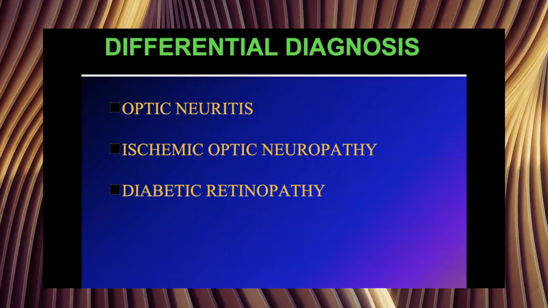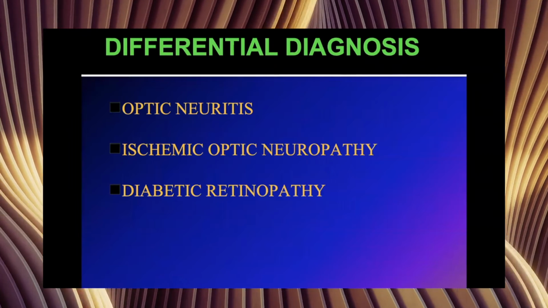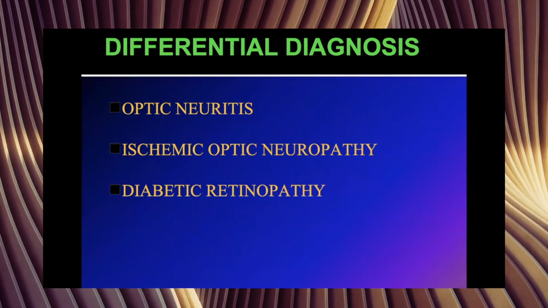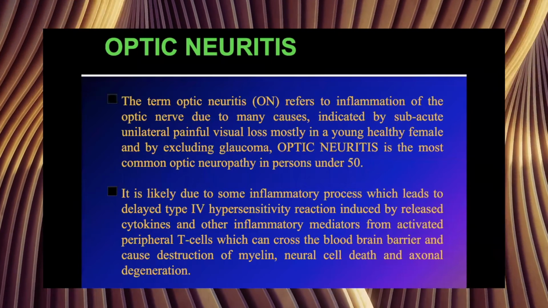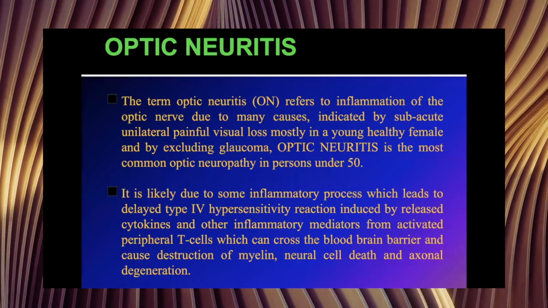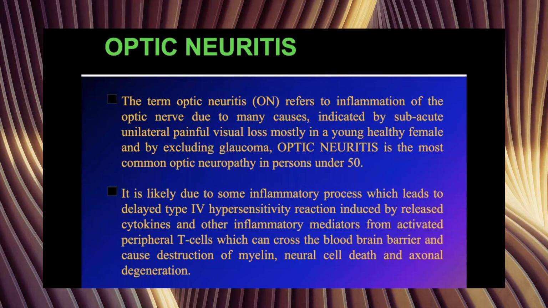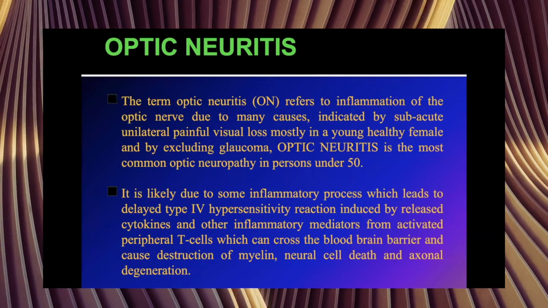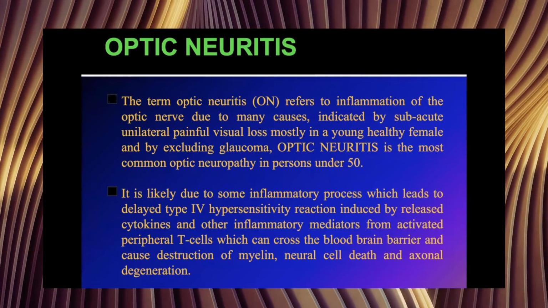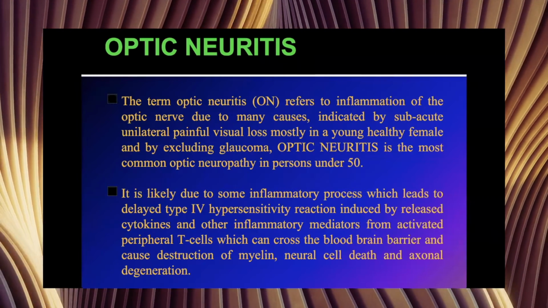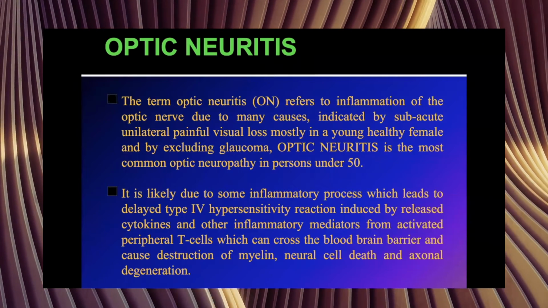Now, the differential diagnosis for our initial impression is optic neuritis, ischemic optic neuropathy, and diabetic retinopathy. Now we will see each in detail. Optic neuritis. The optic neuritis refers to inflammation of optic nerve due to many reasons. Optic neuritis is the most common optic neuropathy in persons under 50 years of age. And it is likely due to some inflammation process which lead to delayed type 4 hypersensitivity. It leads to the death of neuronal cell and axonal degeneration.